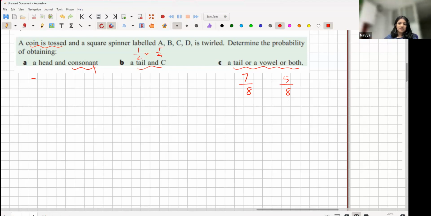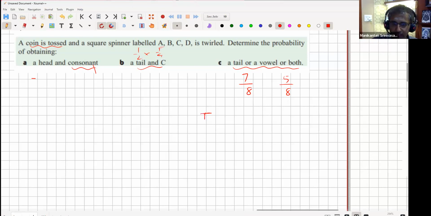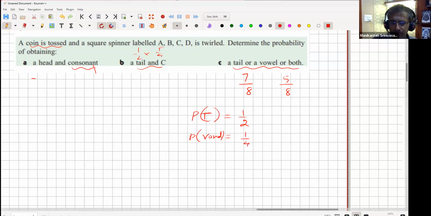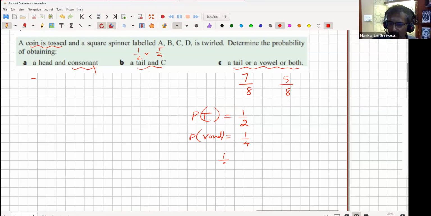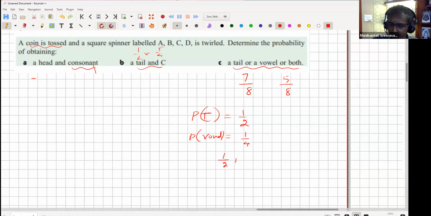Okay, all right. So let's see. Probability of tail is half. And probability of vowel is 1 over 4. And Suhani, what did you do to get tail or vowel or both, to arrive at 7 over 8? I multiplied both of their probabilities, half times a quarter, and then added it to both of them.